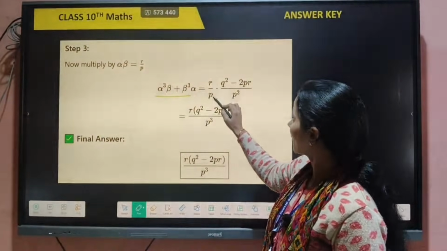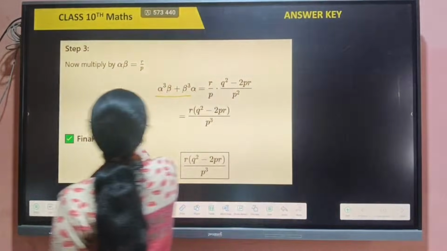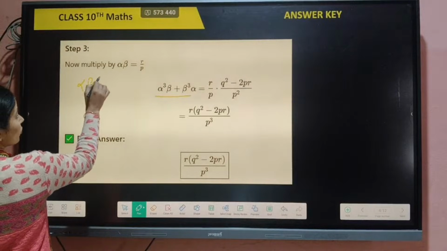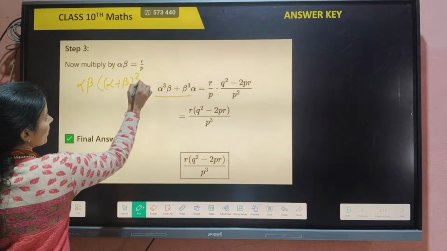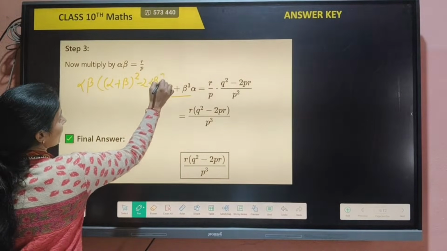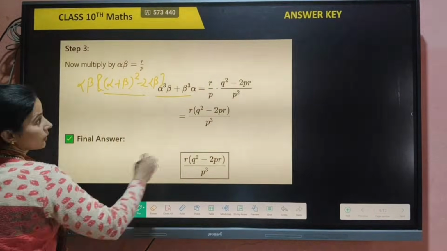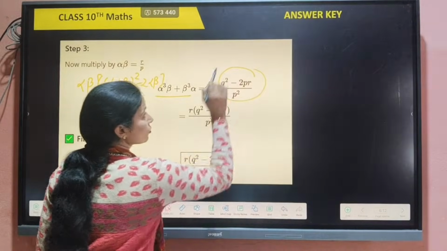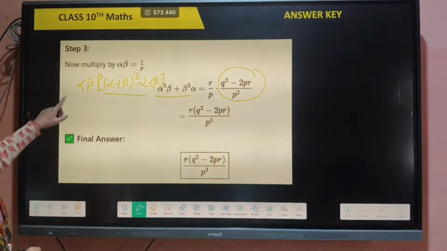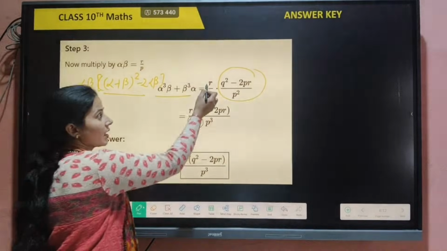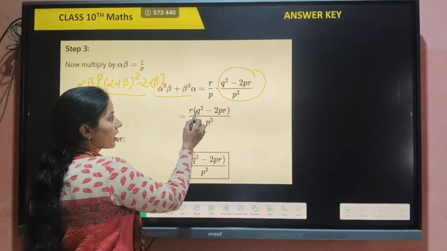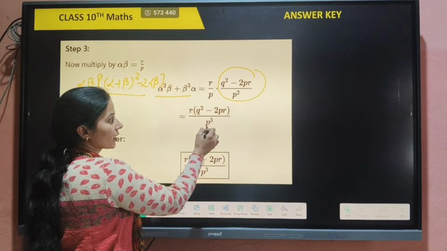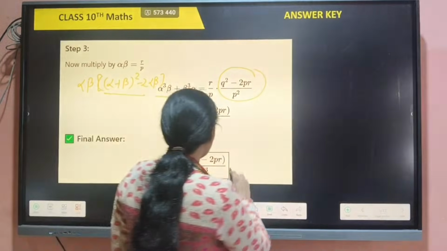Then it is r by p. It was equal to alpha into beta, alpha plus beta square minus 2 alpha beta. This one value is q square minus 2pr by p square. Alpha into beta value is r by p. Multiply with this, you will get r into q square minus 2pr by p cube. So this will be your final answer.